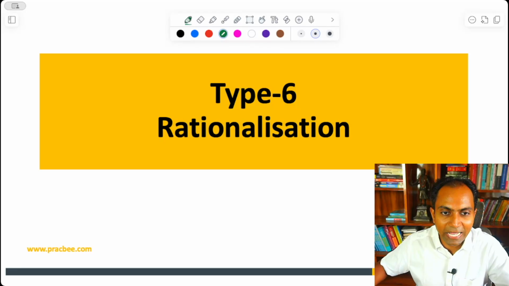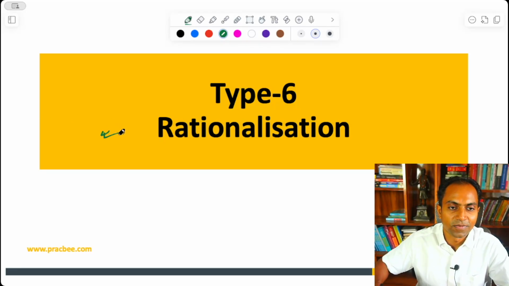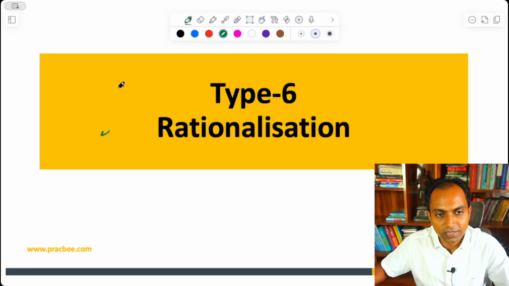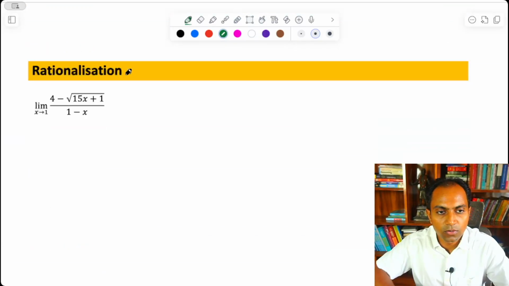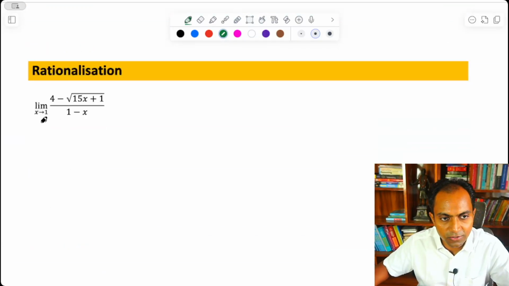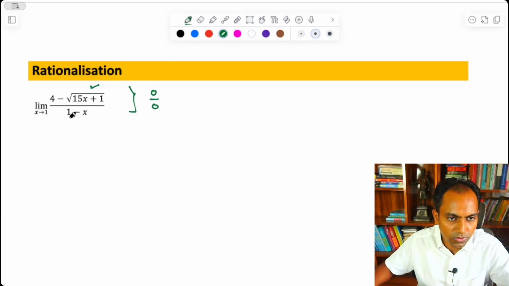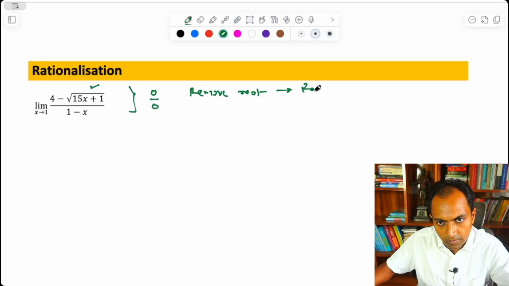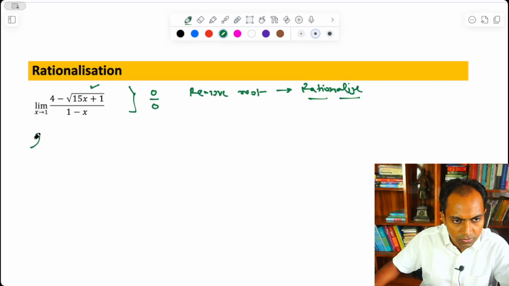Now let us move towards type 6 question that is based on rationalization. Let us understand what this idea says. Whenever you have a root in the question, obviously first thing that you should check is indeterminate form. Here you can see it is indeterminate form of 0 by 0 form. Now once you have checked that, whenever you see a root, the idea should be to remove the root. For removing the root sign, we'll have to rationalize it. And if I rationalize it, after that either factorization will happen or simplification will happen and we will get the answer. So let us understand in this case.